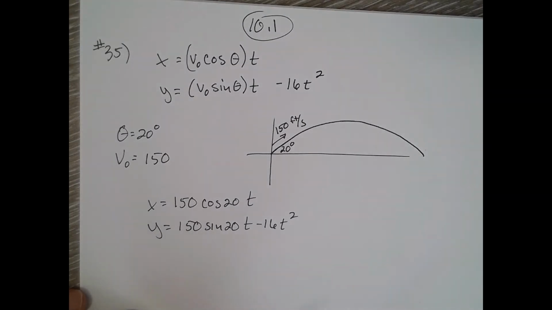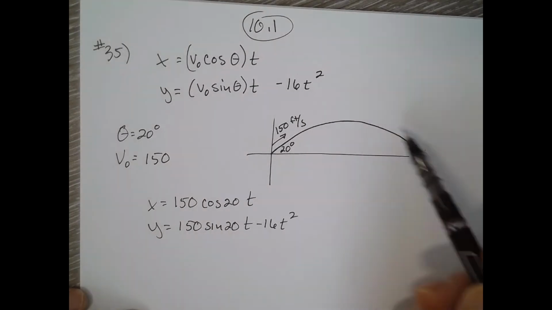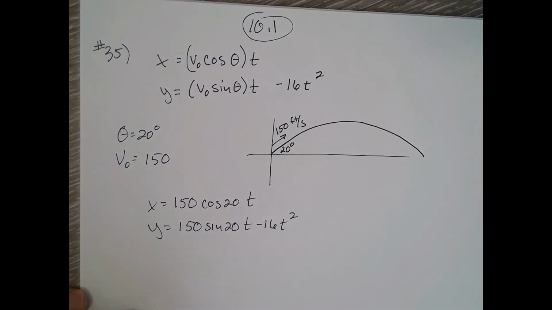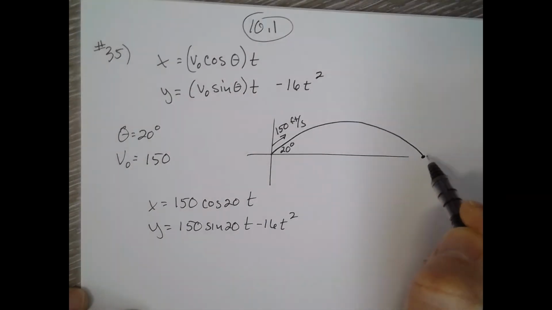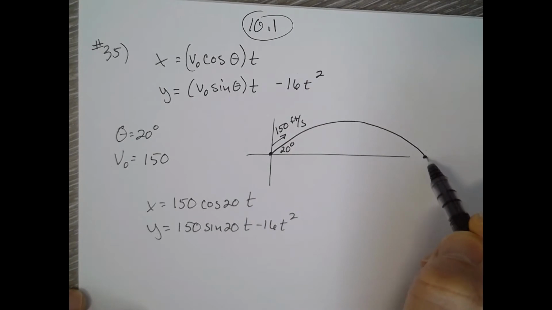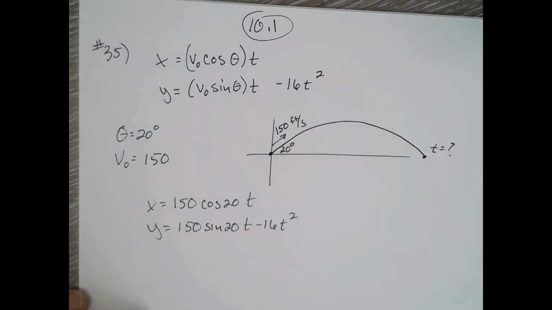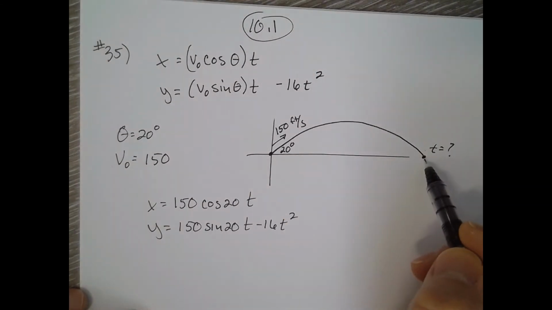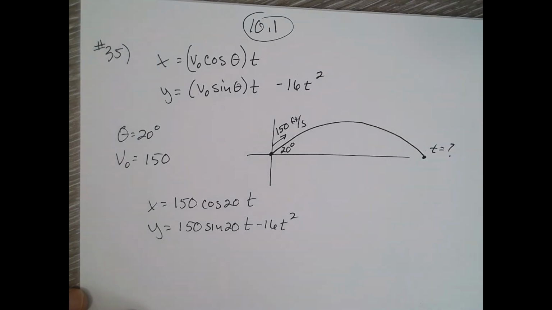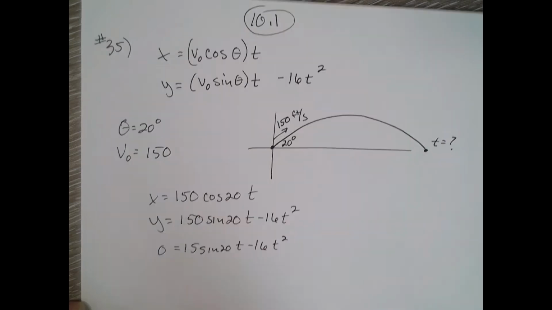Okay, so we want to know how far this traveled right here. So what do we know? We know it's time equal to 0 all the way to time equals whatever that is. We want to know what is the time at that point. Okay, what do we know at that point? We know that the y is equal to 0. Okay, our height is 0. So we can make y 0, and we can solve for t.